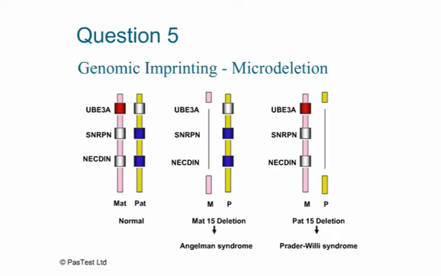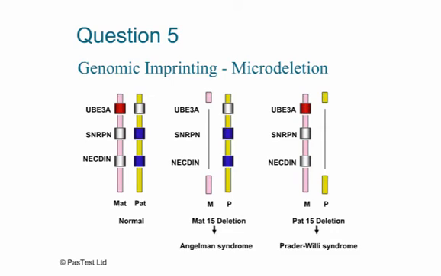Now then, when we get a deletion in this region, it therefore matters whether the deletion occurs in the maternal or paternal chromosome. Because if the deletion occurs in the maternal chromosome, we lose the only functioning copy we have of UBE3A, because the other UBE3A gene is switched off, being of paternal origin. Contrariwise, if we have a deletion in this region in the paternal chromosome 15, then we lose the only functioning copies we had of SNRPN and necdin.